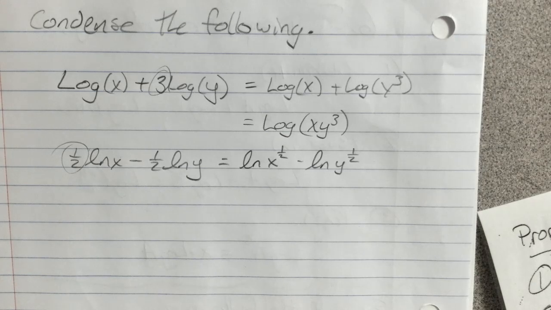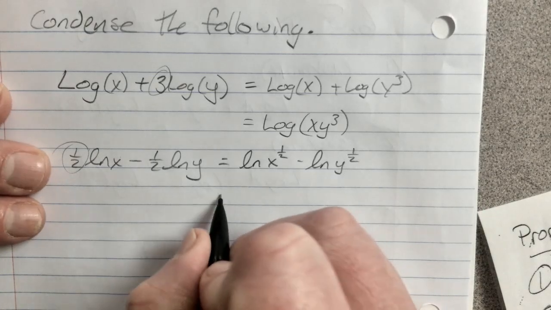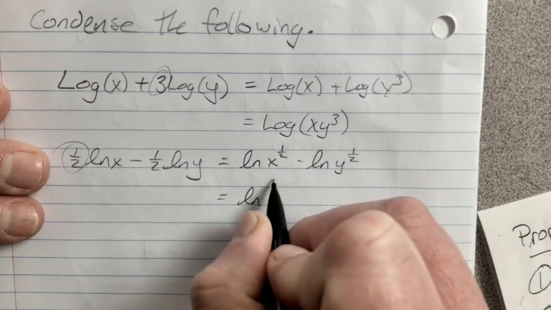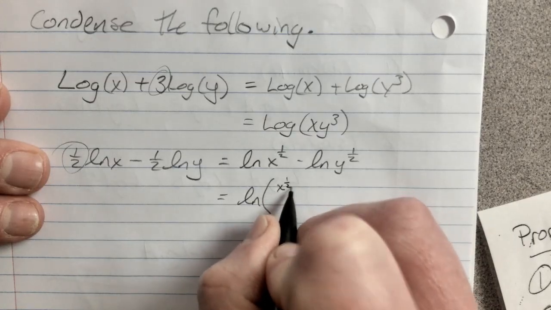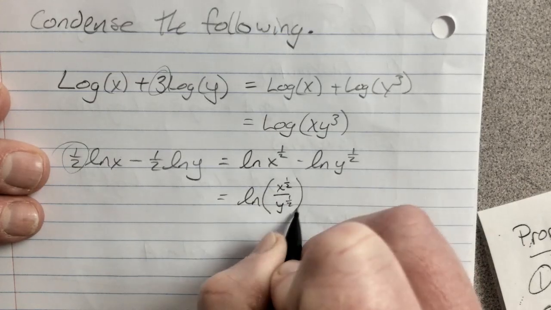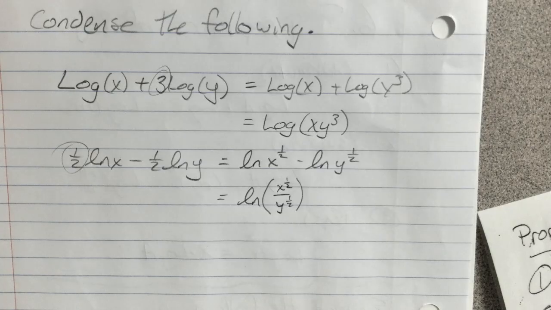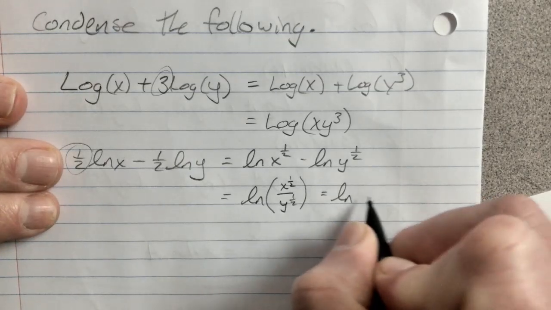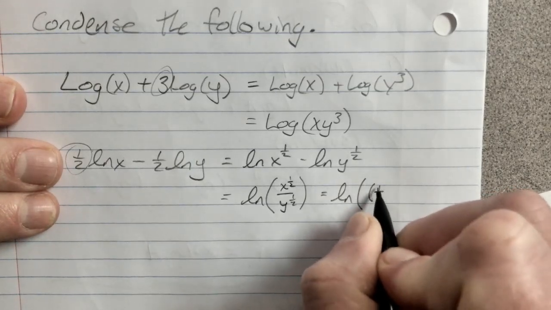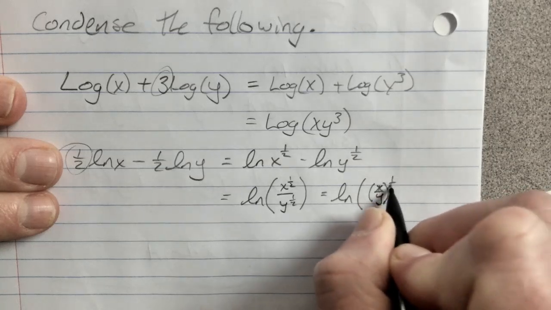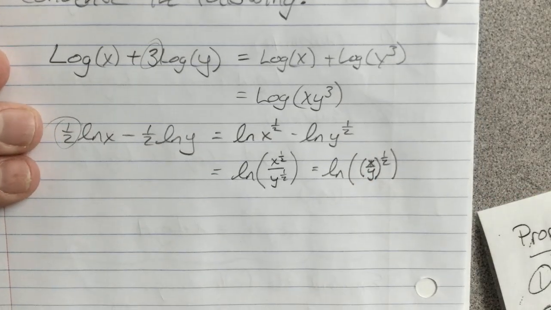All right, now what property are we going to use? Subtraction, division. Yeah, so now I get 1 natural log of x raised to the 1/2 divided by y raised to the 1/2. Do we have the same exponent? Yeah, so I can rewrite that as the natural log of x over y being raised to the 1/2 power. I didn't need that extra set of brackets, but I felt like it.